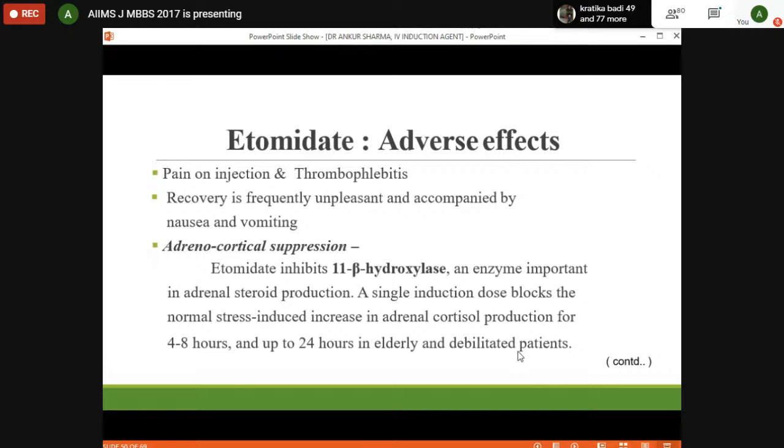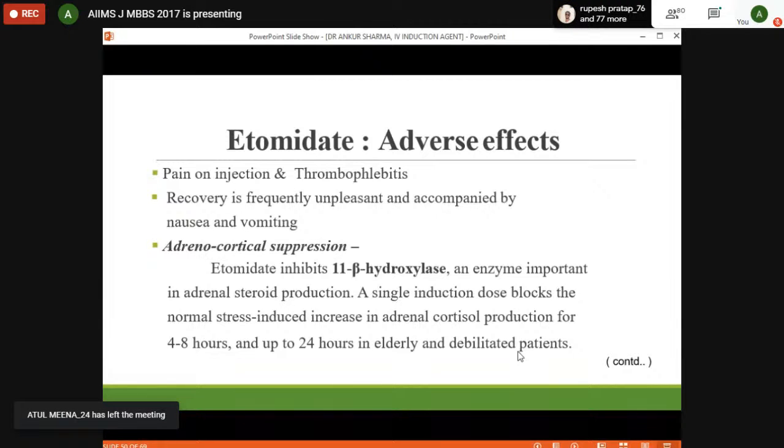Side effects of etomidate: it can cause pain on injection and thrombophlebitis. Recovery is frequently unpleasant and accompanied by nausea and vomiting. This is one more MCQ for you. How does etomidate cause adrenocortical suppression, which is the enzyme? The answer is 11-beta hydroxylase.